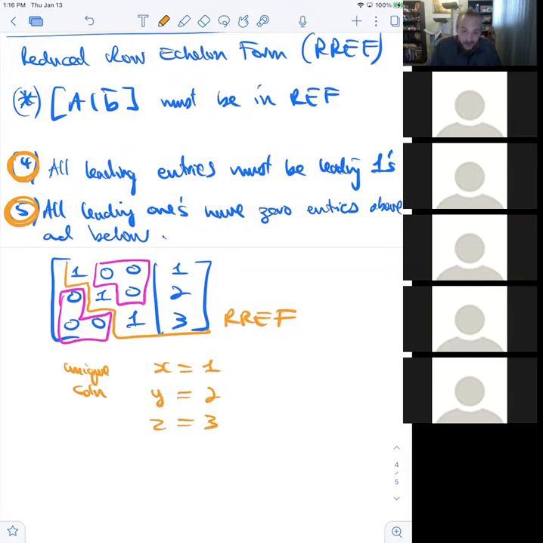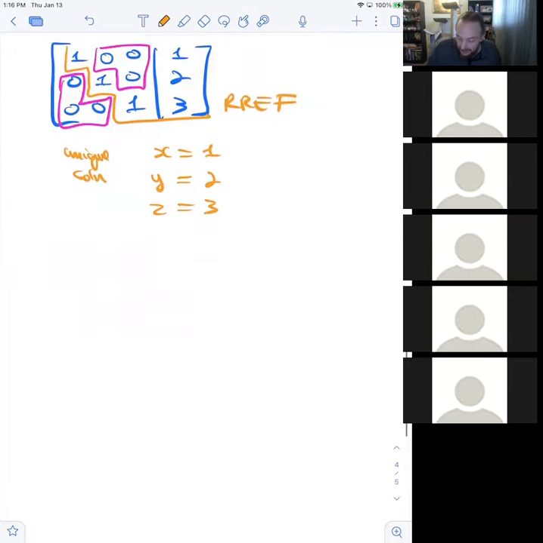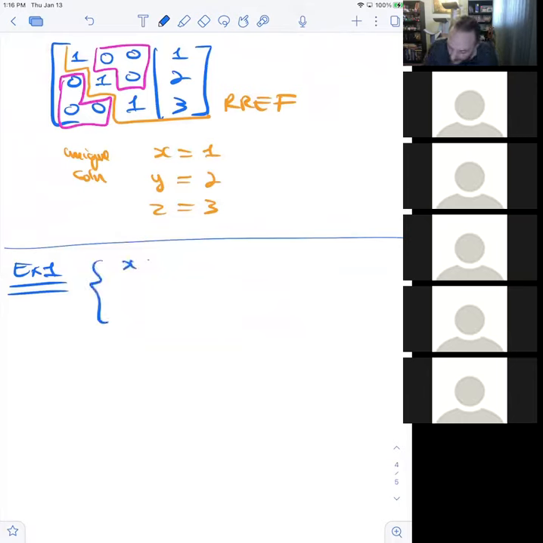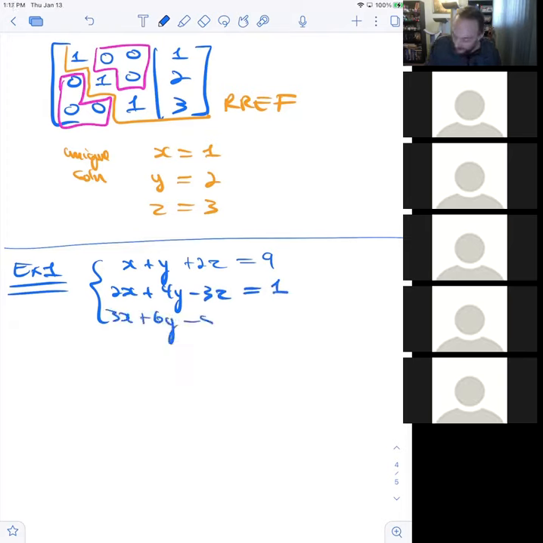if you use x, y, z, which was the one that I gave on the first practice questions, and I'll do that now. So where am I getting this from? Example. Where is this one? I'm going to use this guy. x plus y plus 2z equals 9. 2x plus 4y minus 3z equals 1. And 3x plus 6y minus 5z equals 0. Now, the solution I just showed is 1, 2, 3. This is the solution to this one.